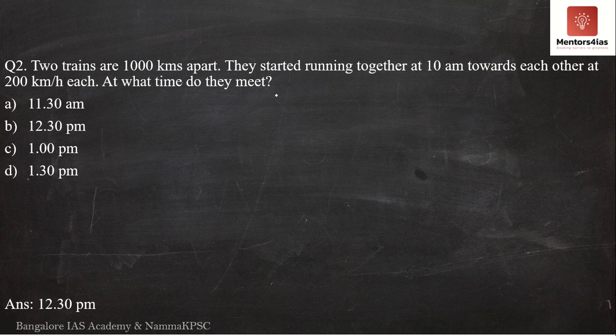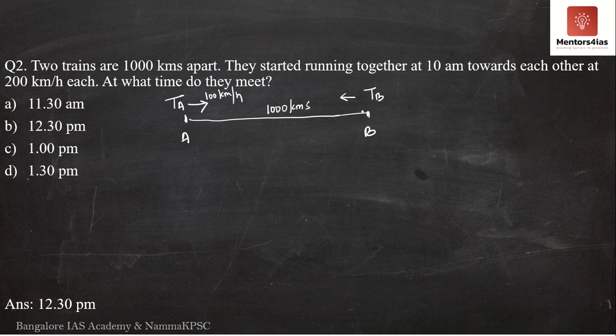Okay. So let me explain it by an example. Let us say this is station A and this is station B. So we have train A over here, we have train B over here. Now the distance between them, let us assume it to be 1000 kilometers itself. Train A travels in this direction from A to B at 100 kilometers per hour, for example. Similarly, train B travels in the opposite direction, B to A at 100 kilometers per hour.